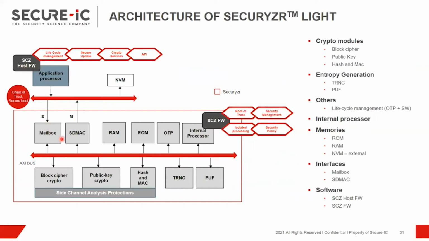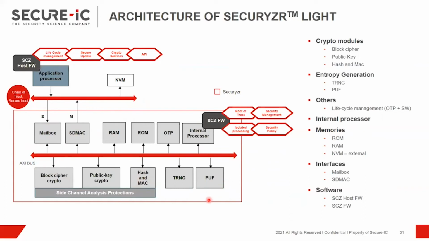In terms of integration, as we can see in the figure, it is quite simple because it is connected to the system interconnect, where you have the application processor, NVM, and other memory. The security element is connected here through a mailbox to receive request orders from the host system, a secure Direct Memory Access controller to exchange data between the application side and the security world, an internal processor and its memory, some cryptographic capability, and other IP if needed.